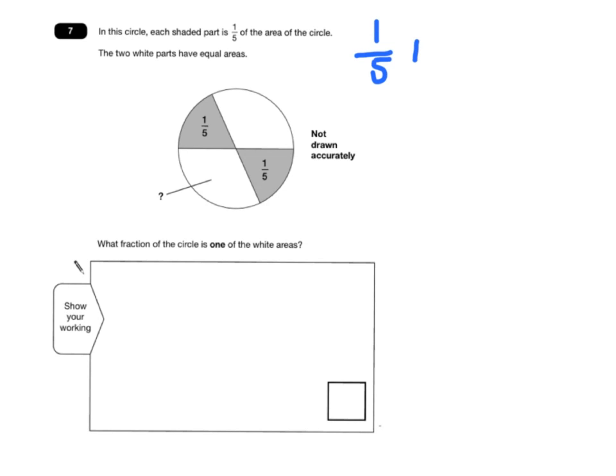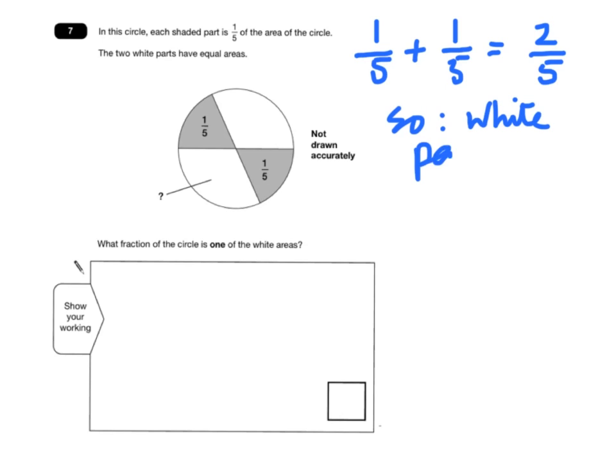This question, each shaded part, so the grey part, is a fifth of the area of the circle. So the total shaded part is 2/5, which means that the unshaded part must be 3/5, because it's the other part of the fifths. So the white parts have equal areas and they total 3/5.